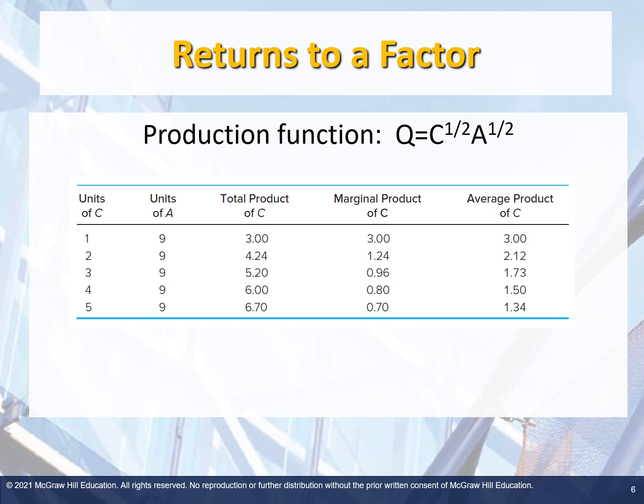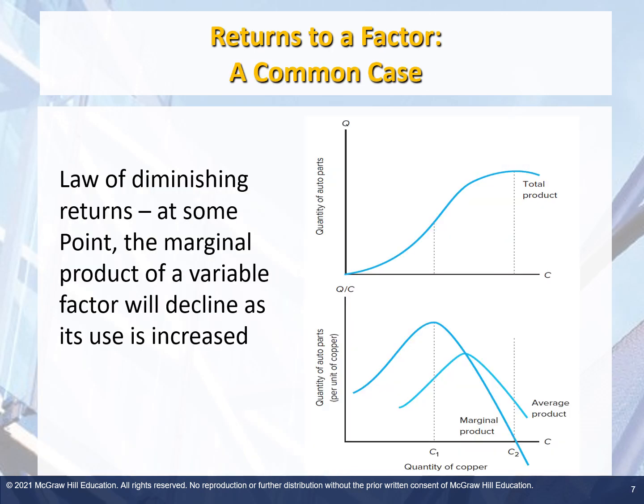We can see the relationship between the output of a production process and the variation in a single input while keeping all of the other inputs constant. Imagine you're running a pizza shop. You have one oven, which we will call the fixed input, and you're adding more employees. That would be your variable input.